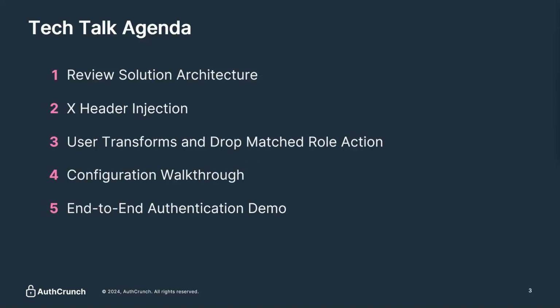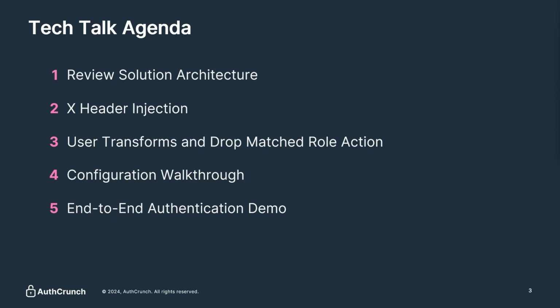First, we'll review solution architecture diagram for controlling the roles issued by authentication portal to users. We'll also learn about X-header injection by the authorization gateway. I will introduce you to the new action in user transforms called drop match role action. Together we'll review a sample configuration. Finally, I will show you the end-to-end demonstration of authentication and authorization flow with and without that feature enabled.